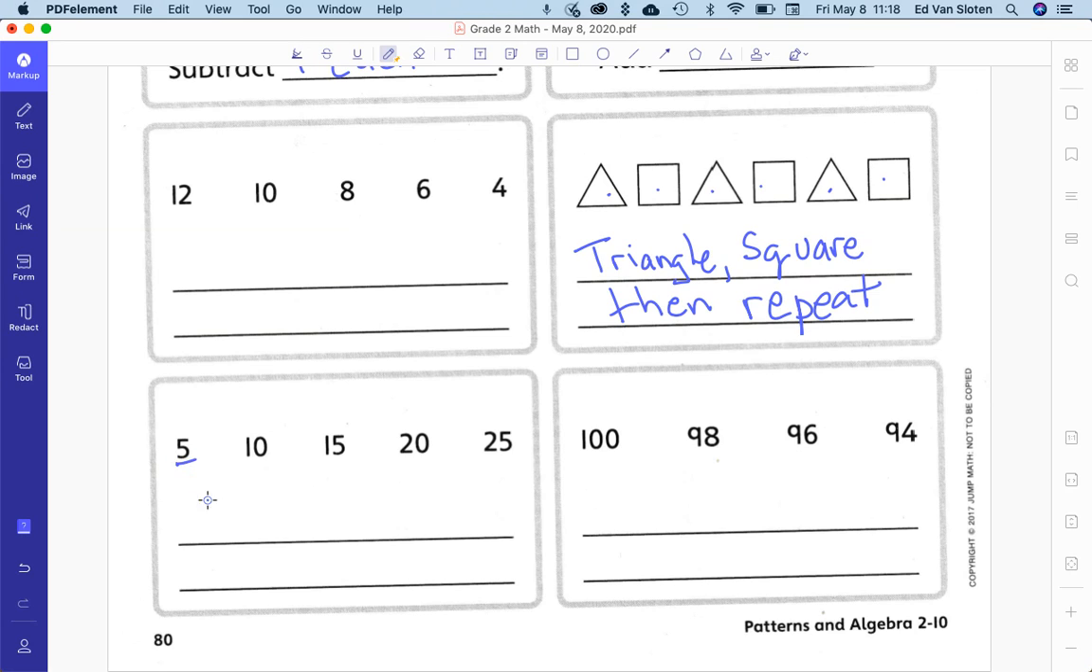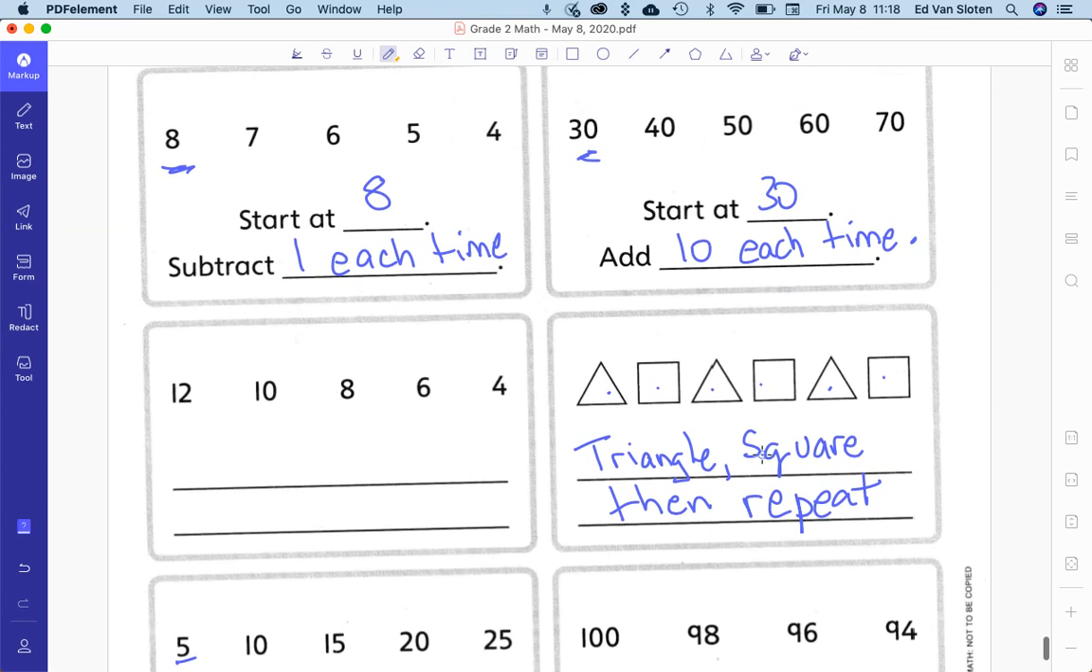Start at 5 and add 5 each time. I like how they're giving me enough room to print. Subtract 2 each time. Yay, we're done.